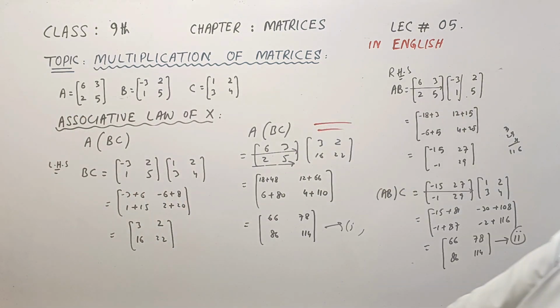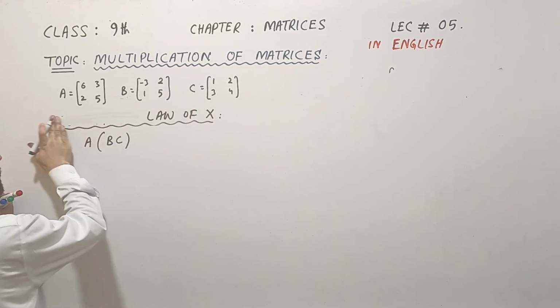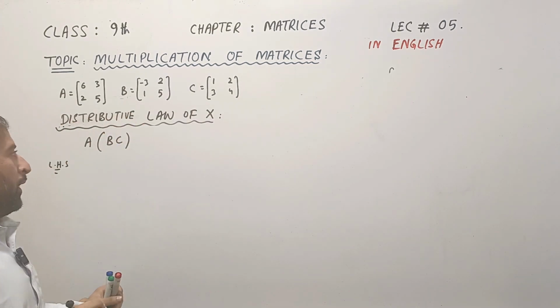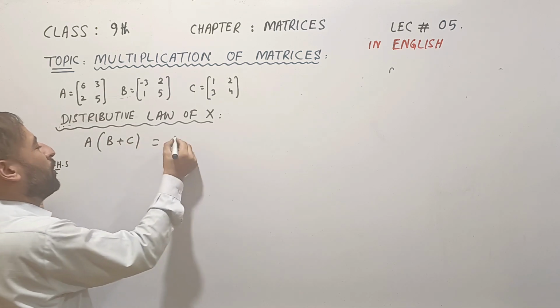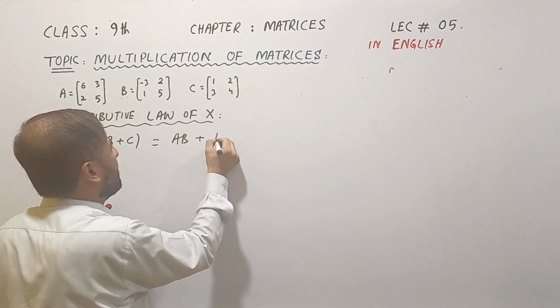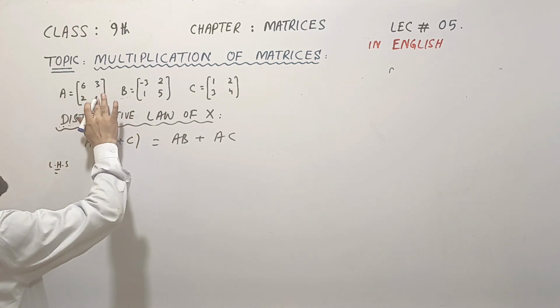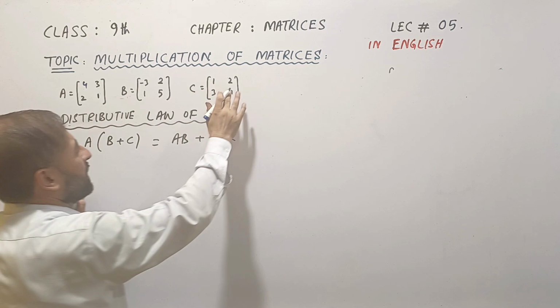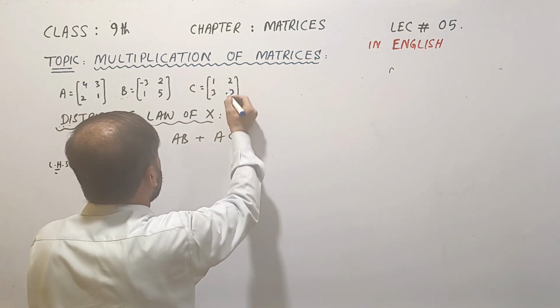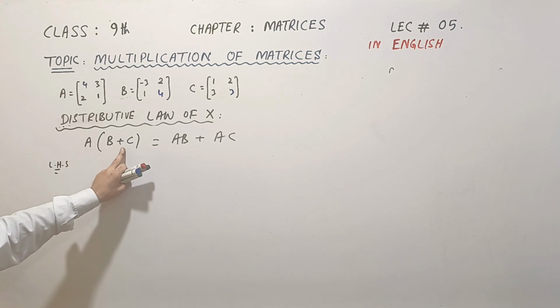Now finally it is the distributive law. All right, students, distributive law: A into B plus C will be equal to AB plus AC. And for simplicity, to save time, let's take simple numbers so that the numbers are not too big for us later on. The main thing is just verification of this law.